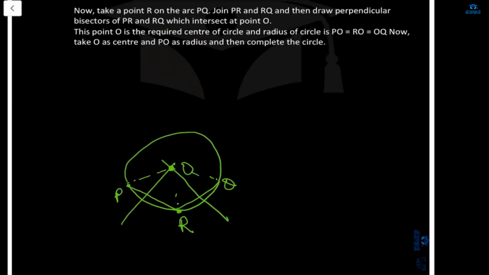Understood? Yes, fine, I got it. Okay. So we are stopping here only.